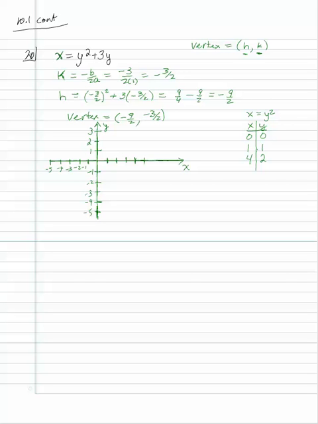Wait, let me check that before I get too crazy here. Let's see, negative 9/4, this would be negative 18, so this should be negative 9/4, sorry. So negative 9/4 is 2.25, and then negative 3/2 is 1.5, so right about there. And then from there I'm going to go up 1, to the right 1.